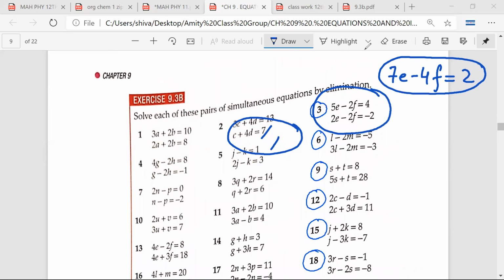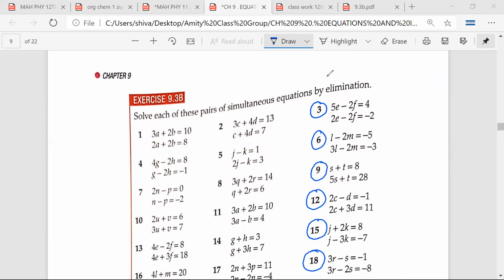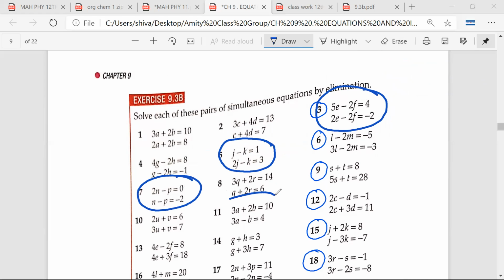Sanvi, do you see the difference? Yes, sir. So Soumya, what I'm trying to tell you is that in these kind of equations, all the equations which are mentioned in 9.3b, simply adding the two equations will not eliminate anything. You can take any random set of equations. Have you understood?